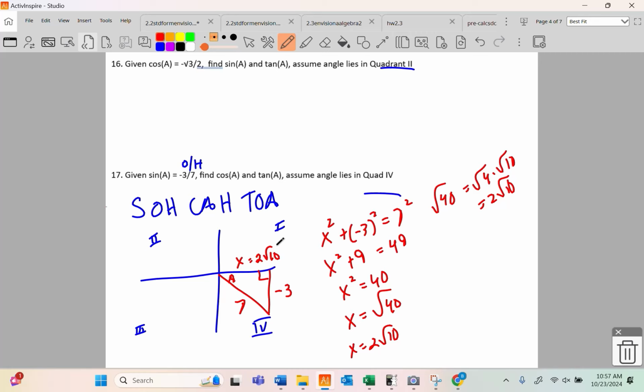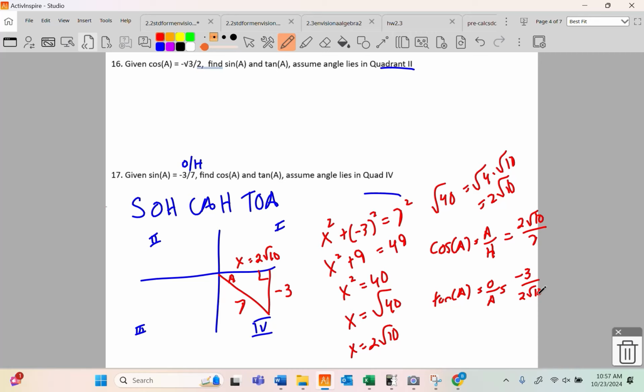And then I'm just going to do what they asked me to do. They want me to know cosine. The cosine of an angle is adjacent over hypotenuse, because you can spell SOHCAHTOA. And adjacent is 2 root 10, and the hypotenuse is 7. The tangent of an angle is the opposite side over the adjacent side from SOHCAHTOA. And opposite is negative 3, and the adjacent side is 2 root 10.